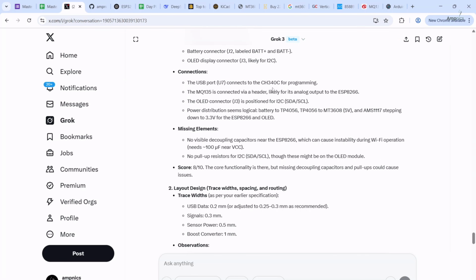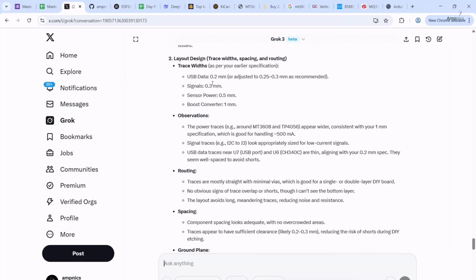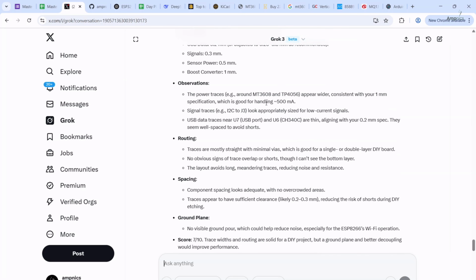Connection: USB port U7 connects to CH340C. MQ135 is connected via header, likely to the analog pin. Power distribution elements: well, it is not missing, it is available on the circuit. No pull-up resistor required. Yeah, because we already have it in our module, so there's no need for this. Then here Grok has cut off our number, which is considerable. As of now, it is considerable. That's not a big deal.